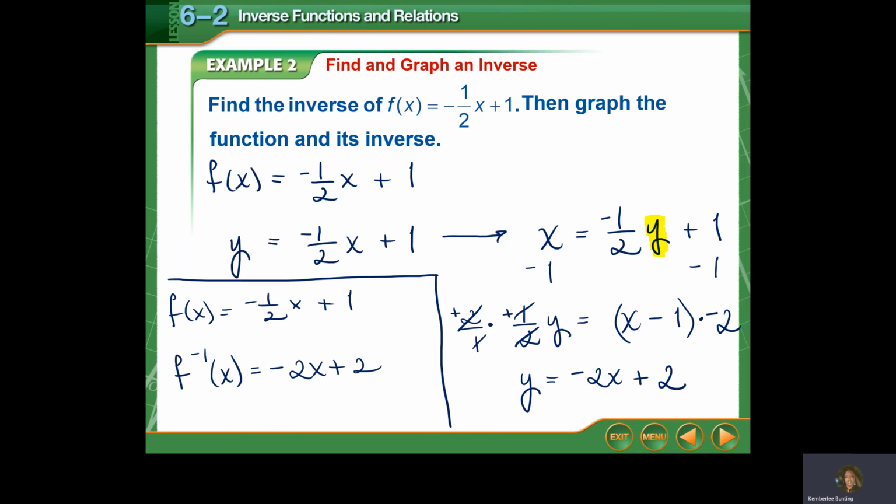Why do we have to have f to the negative 1? That's the inverse notation. This is the original function, f of x equals 1/2 x plus 1. And then we just went through the process and found the inverse.